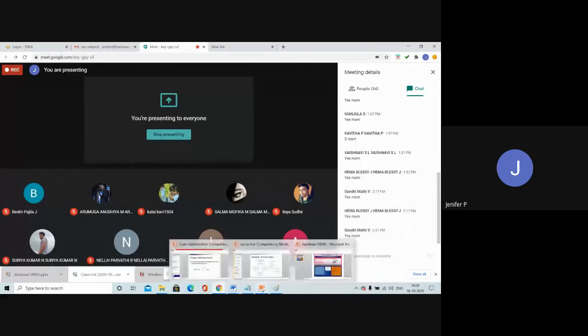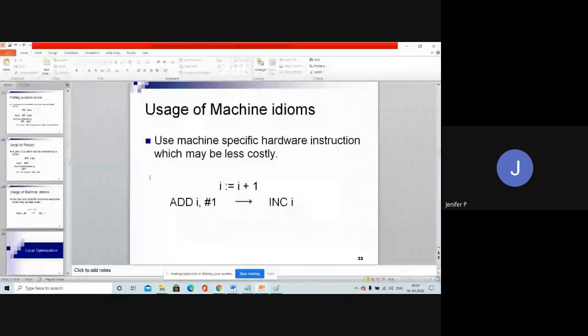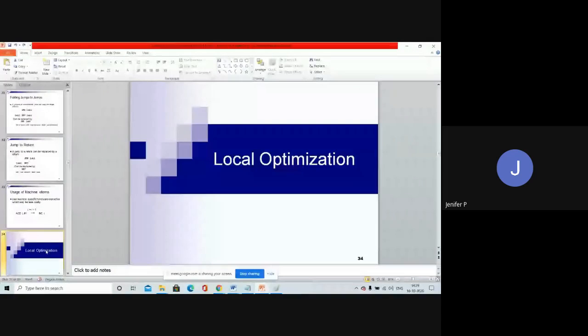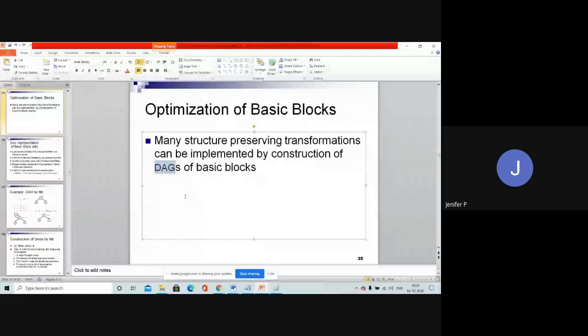I think you already know about this. And the next one is local optimization. Here you are going to optimize the code that is present inside the basic block, with the help of a concept called DAG. DAG is nothing but a directed acyclic graph. The main purpose of DAG is to find the common sub-expressions and eliminate them. Common sub-expressions are found easily by constructing the DAG.